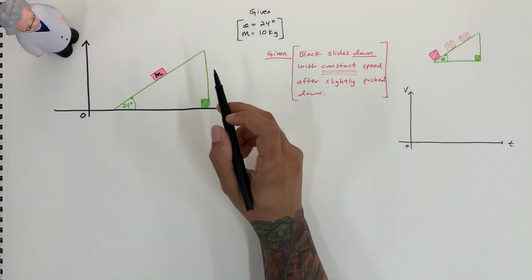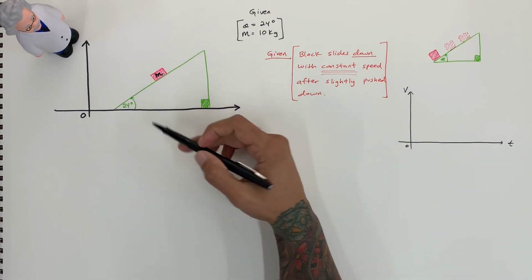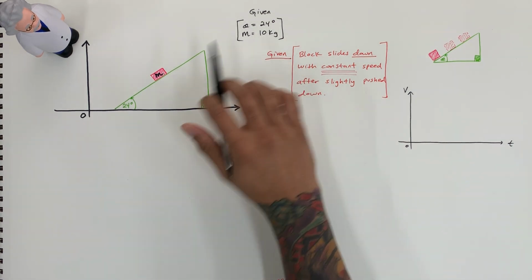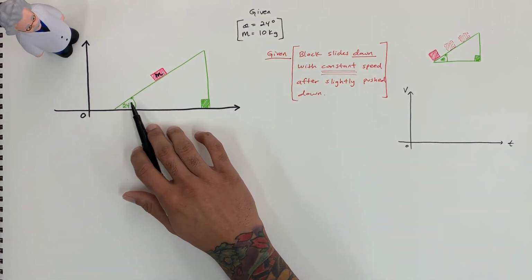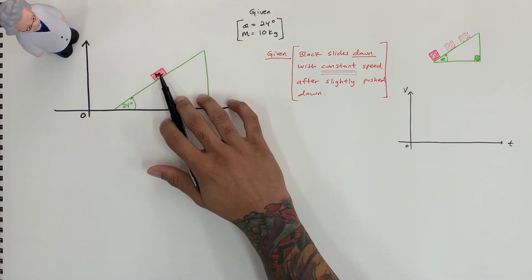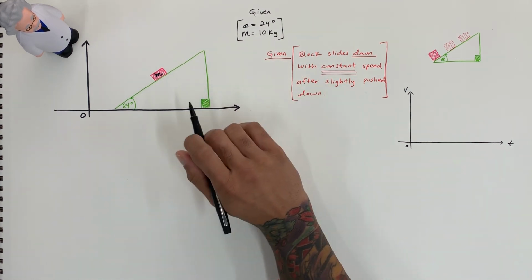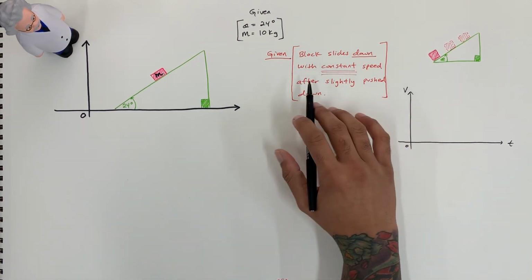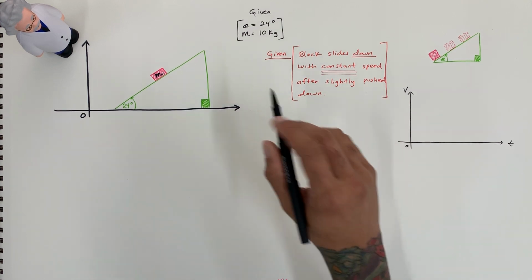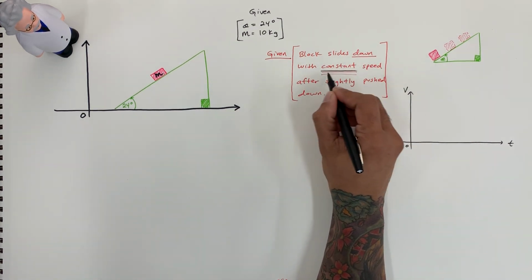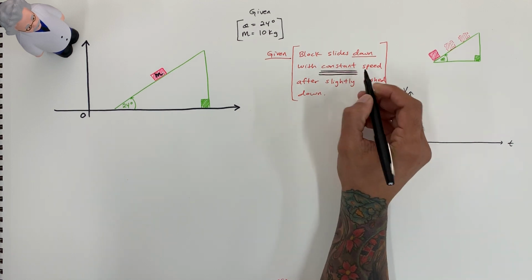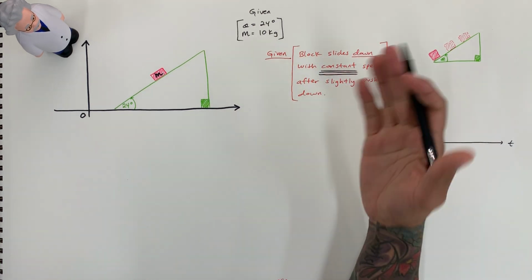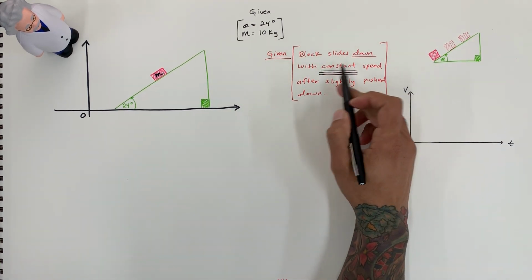I want to keep taking a look at this problem with the sliding block, but this time we have a different situation. We have that the angle of the incline plane is 24 degrees. The mass of the block is 10 kilograms, and the block slides down with a constant speed after slightly being pushed down. So this word constant right here, when you see this in the problem, we need to learn how to take advantage of these types of secrets inside of the problem. So we'll take a look at that.